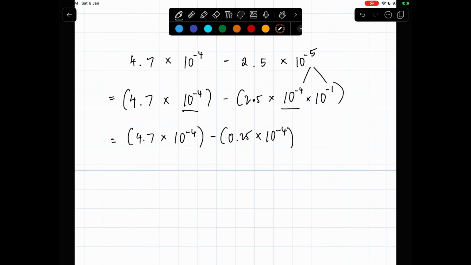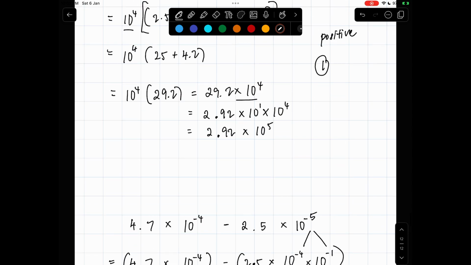Now we have gotten to the similar question as type 1, where we have the same base. So here will be 4.7 minus 0.25. Outside will be times 10 to the power of negative 4. So 4.7 minus 0.25 will get you the answer of 4.45 times 10 to the power of negative 4. And since this number 4.45 is less than 10 but more than 1, we are done with the question. That's it. So these are the two ways to do the question.